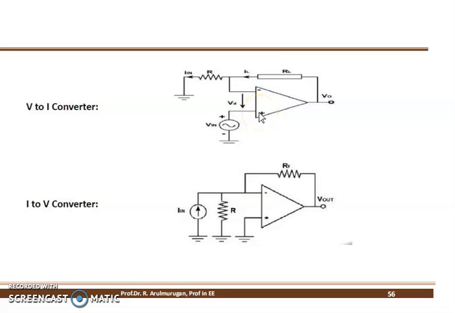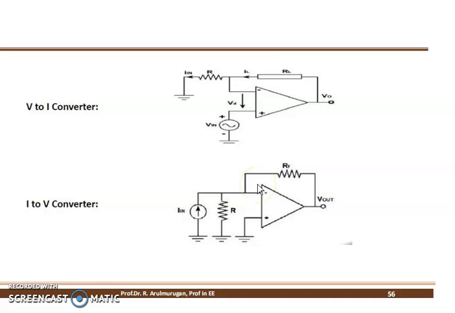Point number 3. What is point number 3? The output voltage of the operational amplifier, V0 equals gain G multiplied by VD. These three points you can note down. Then the second one, the I to V converter. Previously we discussed why we go for I to V converters. Next, here we are going to see the circuit diagram.